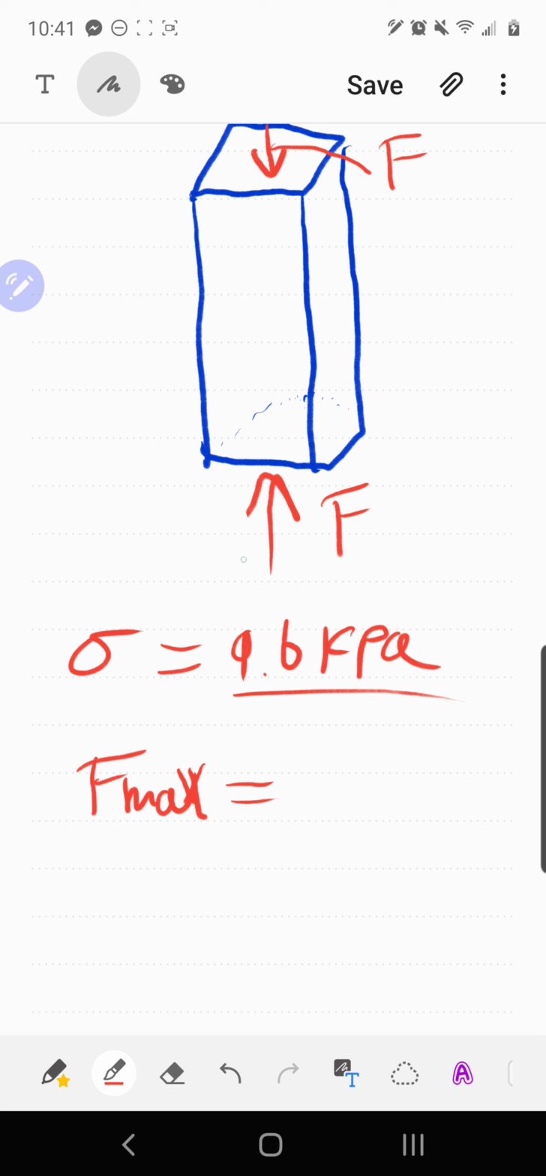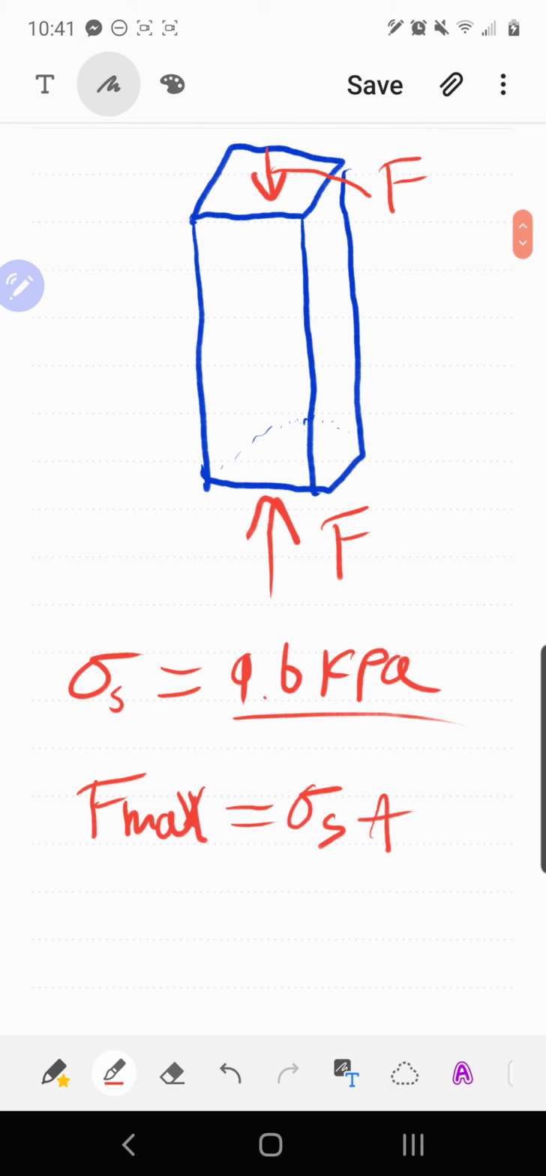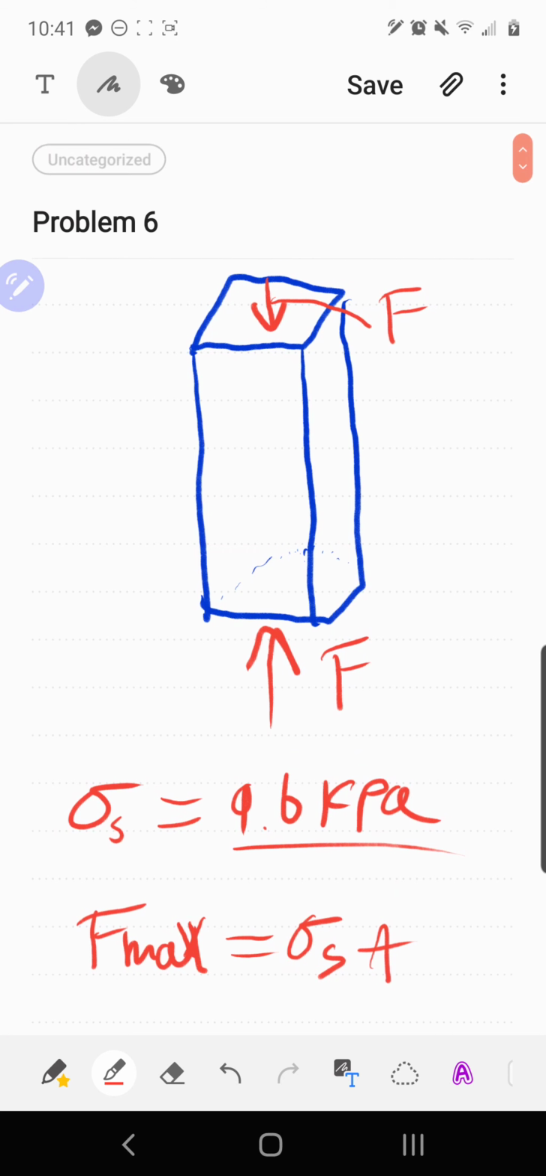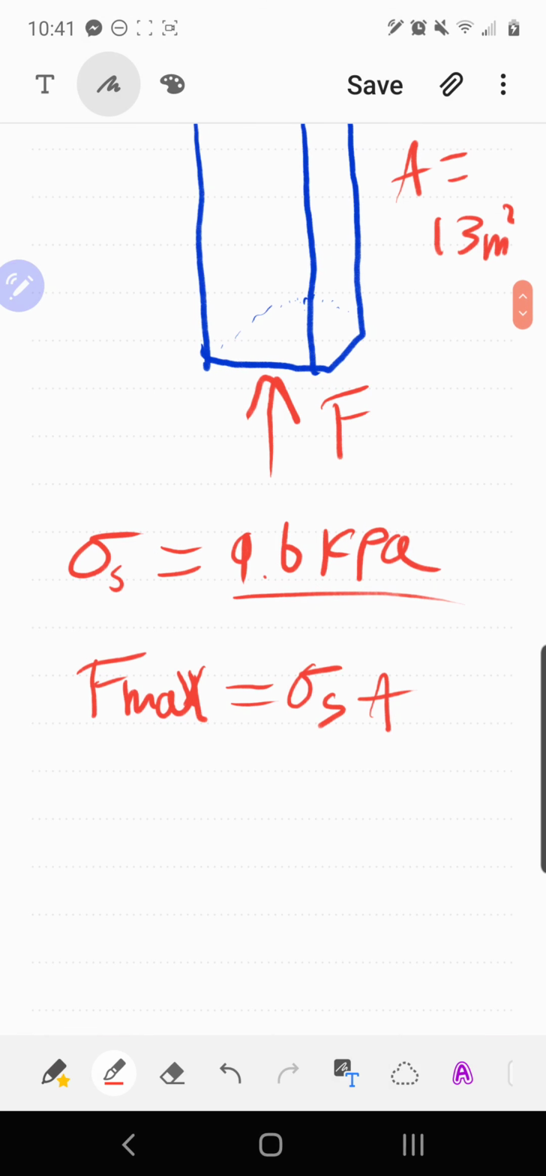We're going to call this, what is this? This was the maximum, so we'll call it sigma S. We can find F max by taking sigma S and multiplying it by our area. Did I give the area? Do we have that? I think we do. Oh yes, it's way at the top. I must have missed it. We have a cross-sectional area of 13 square meters. Multiply that by the area.